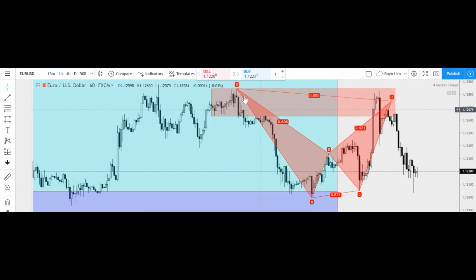Sadly, this is a trade that, if you have taken it, great for you. A bearish bat pattern has completed both targets and right now has tested the support, so this bat pattern is no longer valid. You can remove it.